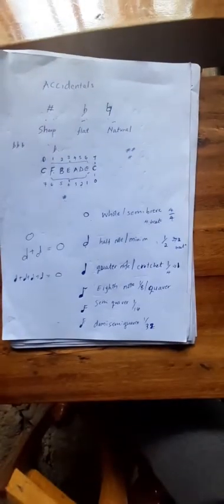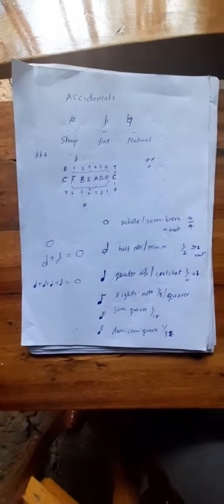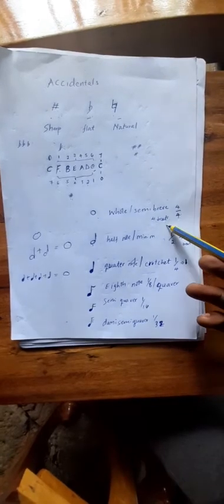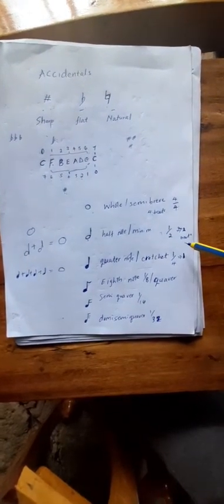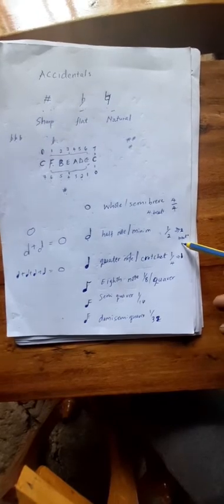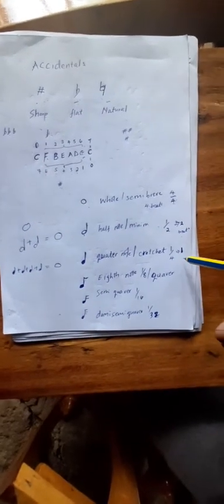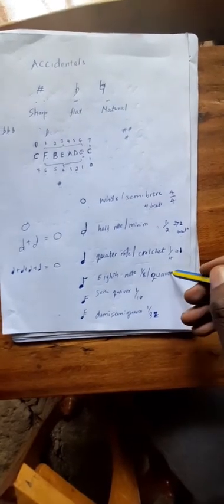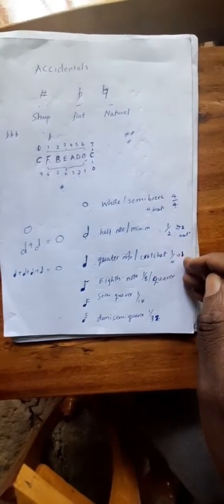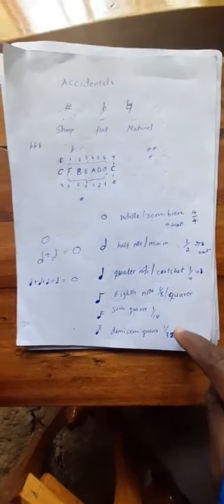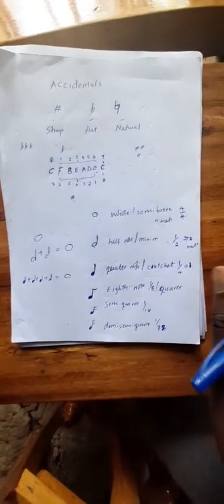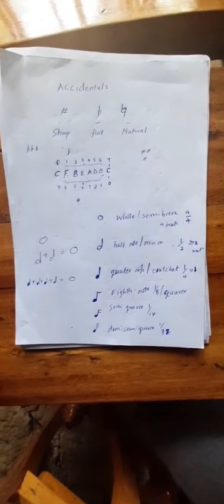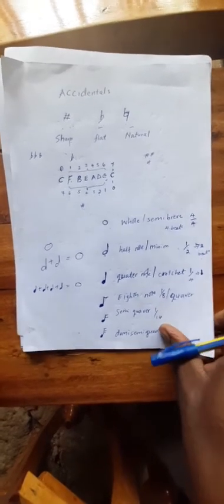Before I continue, let us review what we did in our last lesson. We said that a whole note has 4 beats. Then a half note has 2 beats. A quarter note has 1 beat. An eighth note has half a beat. As you go down, it is important you remember that, because it is going to be very valuable in whatever I'm going to teach you when we handle time signature.